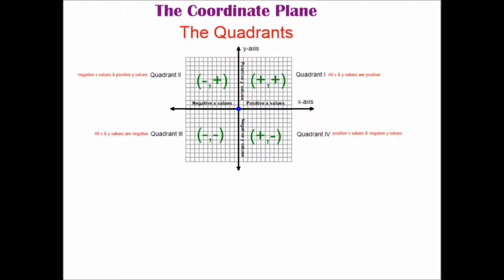The last point plotted on this coordinate plane is the purple point. It is located at 8, -2. So we're going to move 8 places to the right along the x-axis and then down 2 because our y value is negative. So from there we're going to move down to 8, -2.